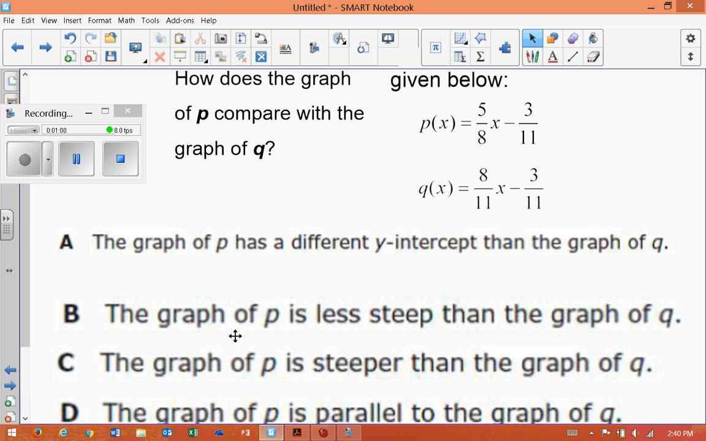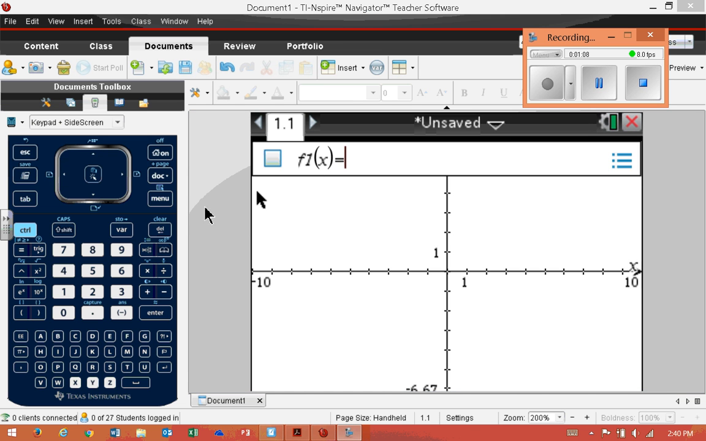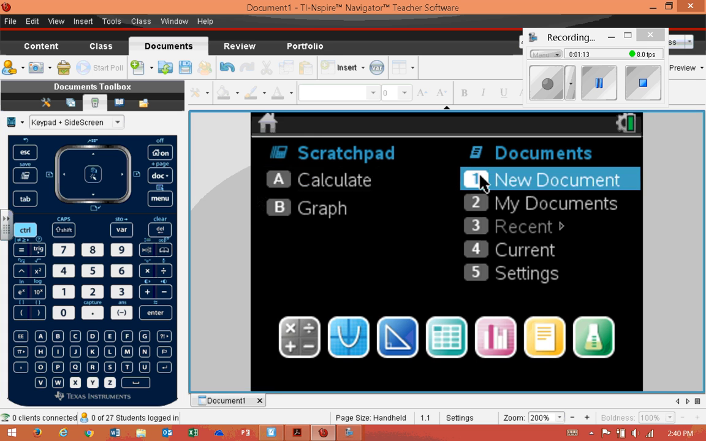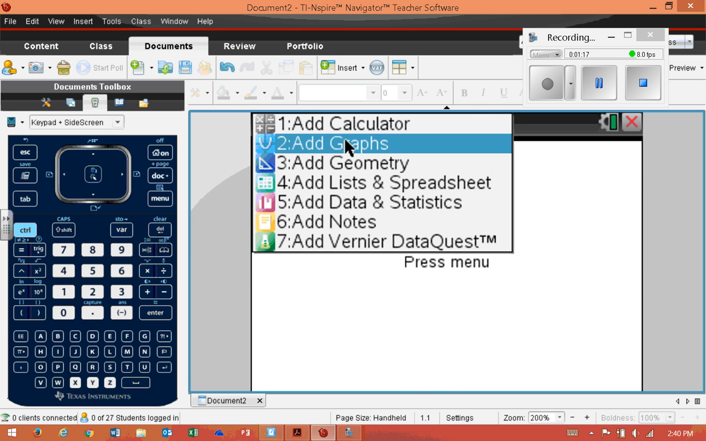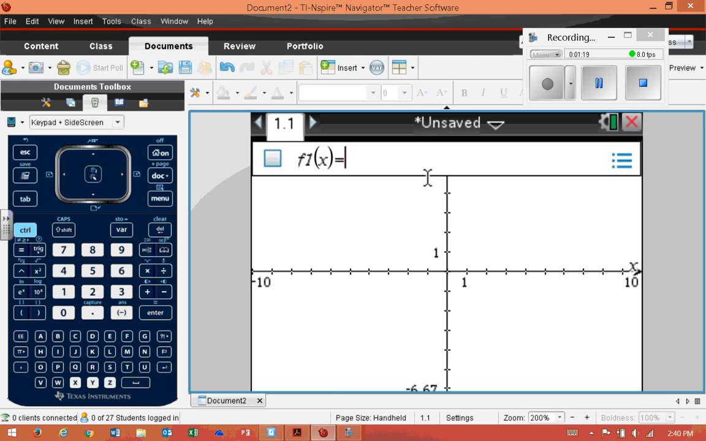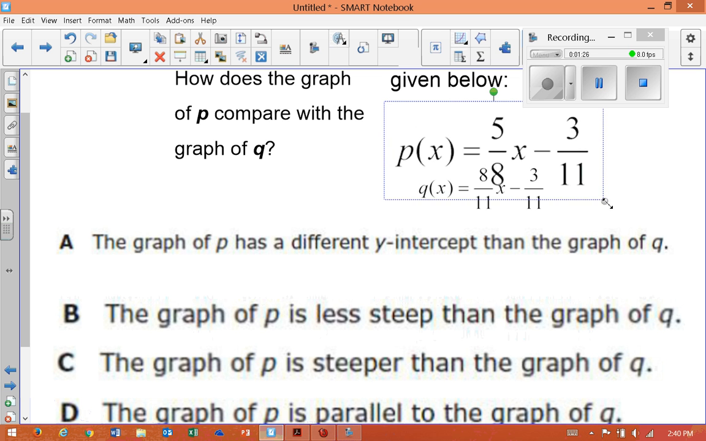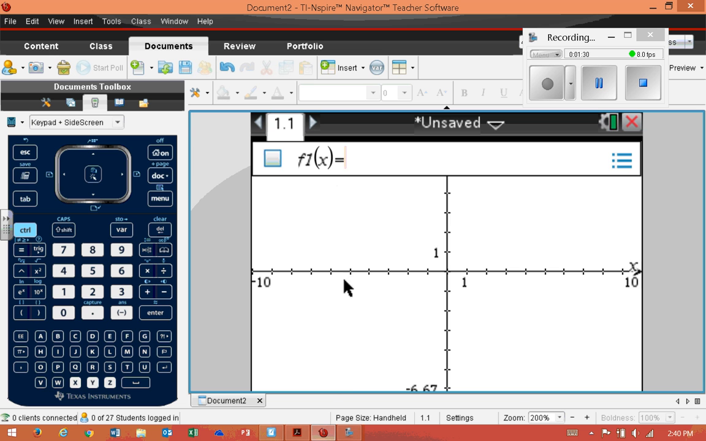Let's grab both of these using Inspire. So let's go to TI Inspire. If you wonder how I got to this screen, I pressed home and went to a brand new document, and I don't want to save anything, and then I went to graphs. The first graph was p of x equals 5/8 x minus 3/11. So let's put that into Inspire.